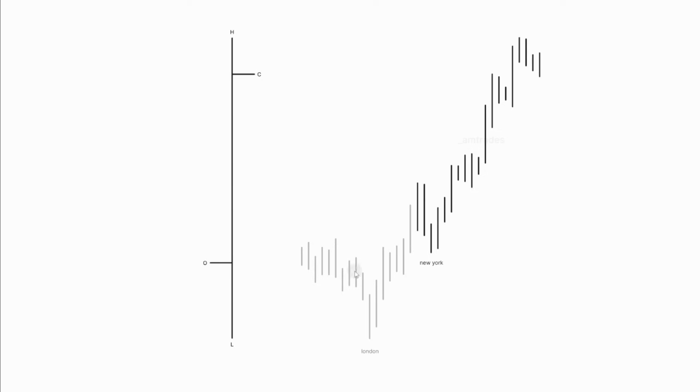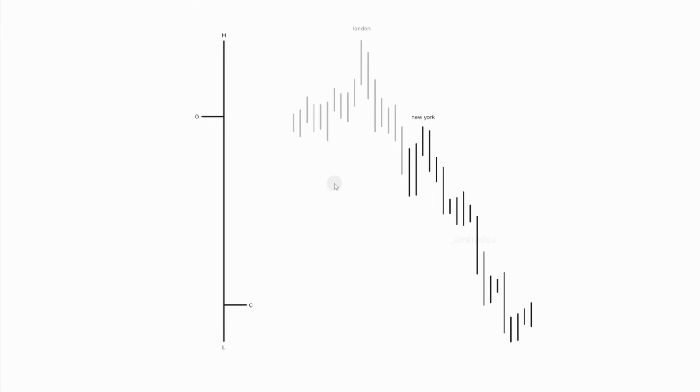Here we have an example of a bullish daily profile where we would have the expectation for the daily candle to expand to the upside in an open, low, high, and close. That exact same idea applies here for a bearish daily profile where we would be having the predetermined expectation for the daily chart to expand to the downside in an open, high, low, close.